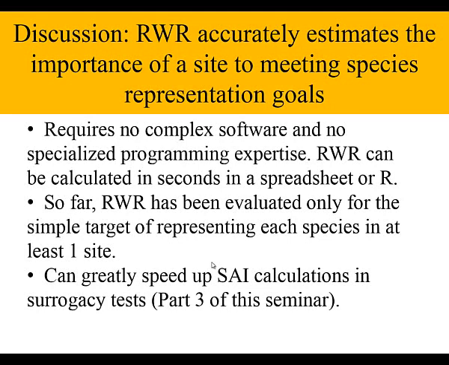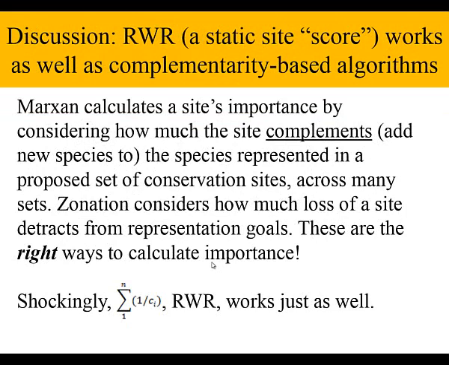So basically, the whole point of this is just we got a shortcut way to prioritize sites for species representation when we have all the species data. Again, to compute RWR, you do have to know what species are present in every cell on the landscape. So it's limited to that, but now we have a very quick way to estimate the importance of each cell. I guess the one discussion item I would mention here is that it's really surprised me that we could come up with a simple score like this that worked.